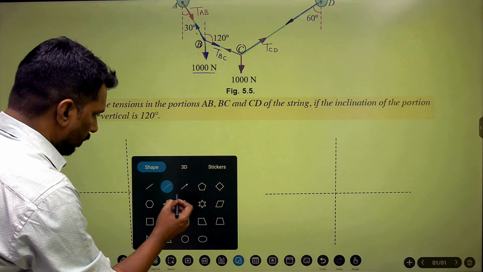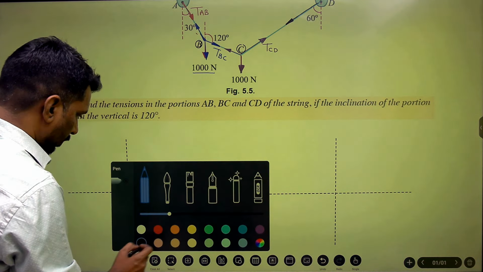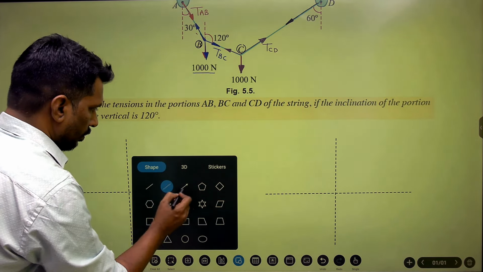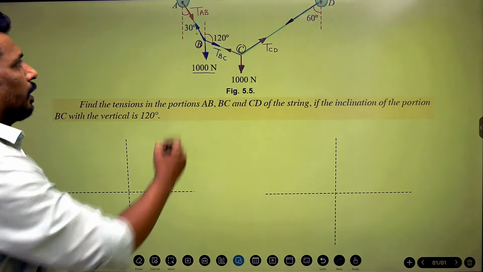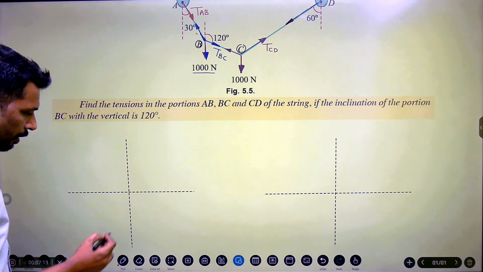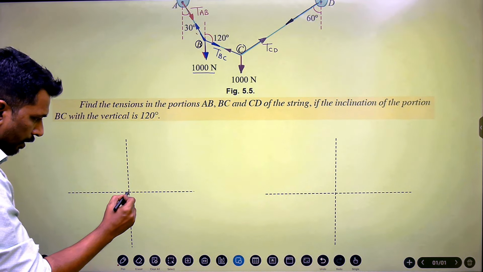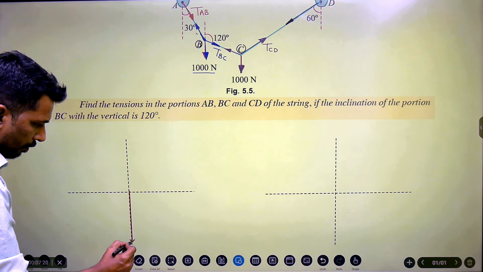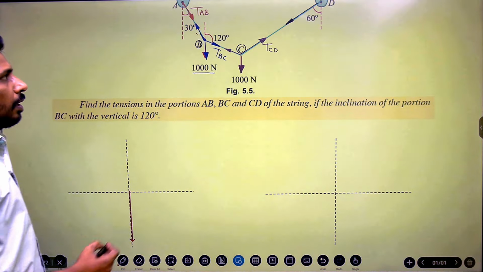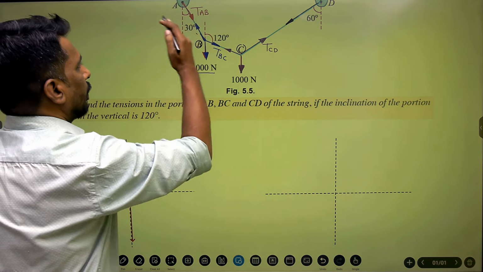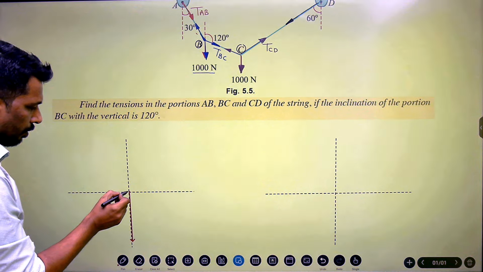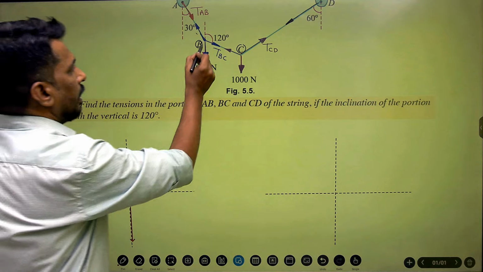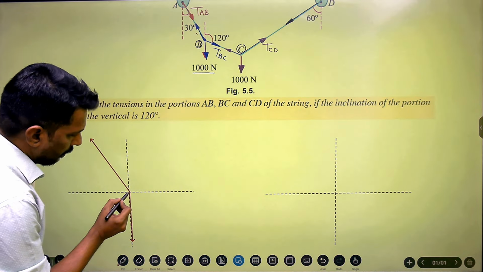Now I'll consider one by one all the forces. Okay, so at point B you can see 1000 vertically downward. So this point is B, it is vertically downward. Then tension AB, okay, and then tension BC, then the tension BC.